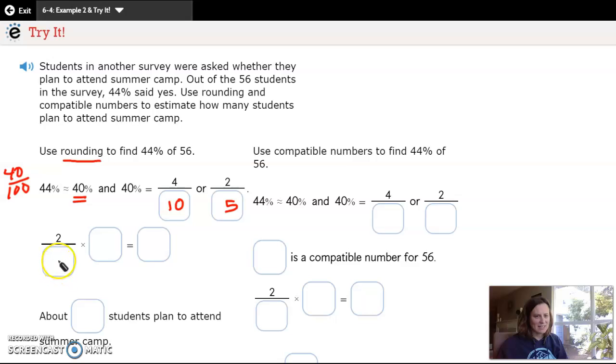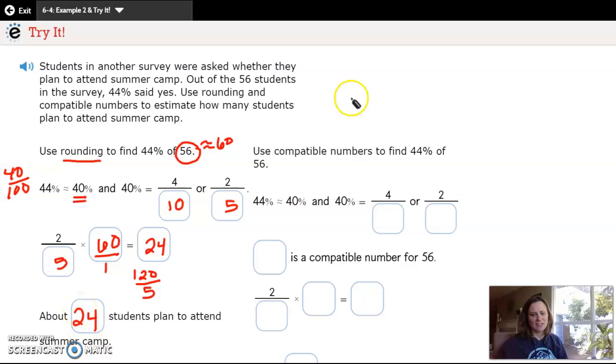So if we did 2/5 of, we're trying to find 56, but they want us to round 56. So if we round 56 to the nearest 10, that would take 56 and round it up to 60. So 2/5 of 60. Turn it into a fraction. 2 times 60 is 120. 5 times 1 is 5. And I think we just did this math, because 120 divided by 5 is 24. So about 24 students attend a planned summer camp.